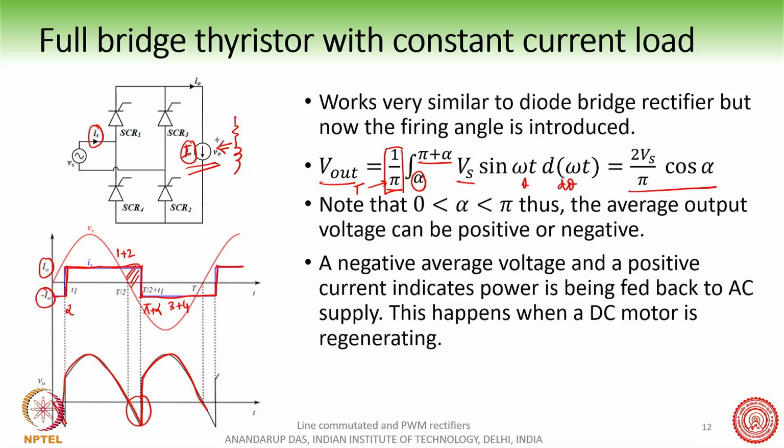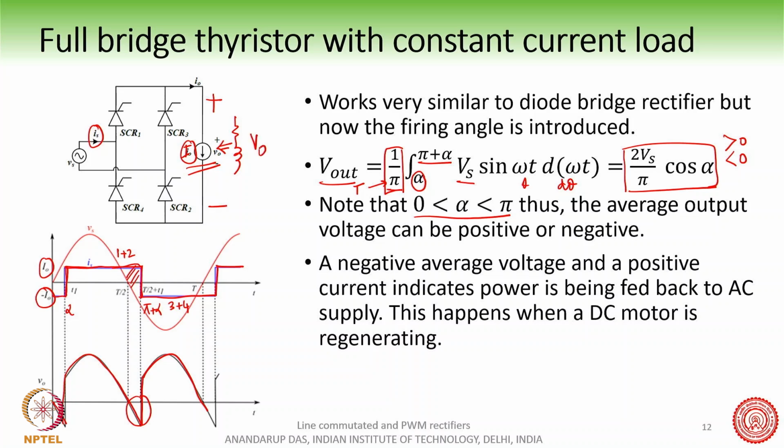Since alpha is between 0 and pi, we can say that the average output voltage can be positive or negative. You can make the average output voltage less than 0, it is possible. Of course, greater than 0 is also possible. Now what does that mean? So this is where the average output voltage comes here.